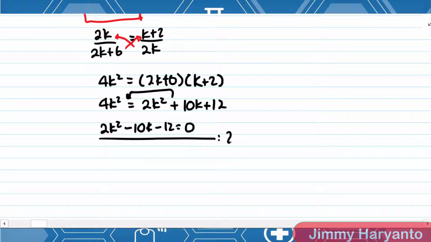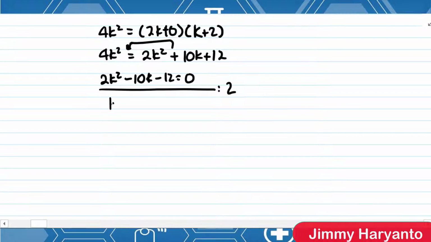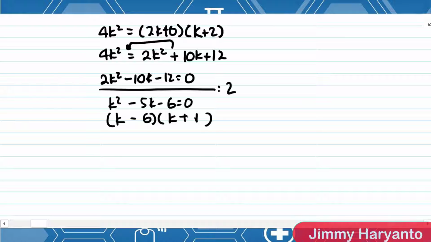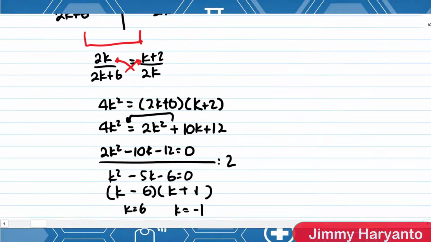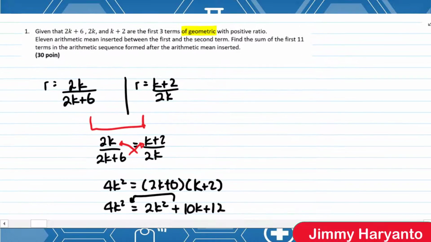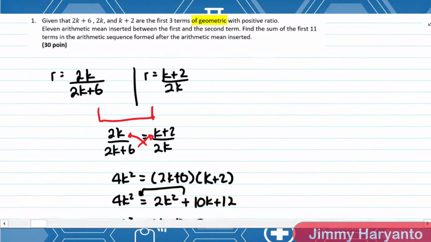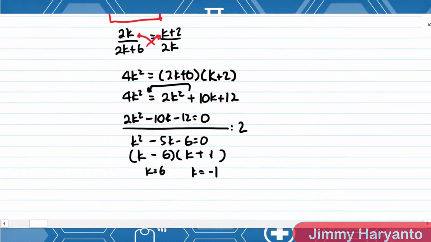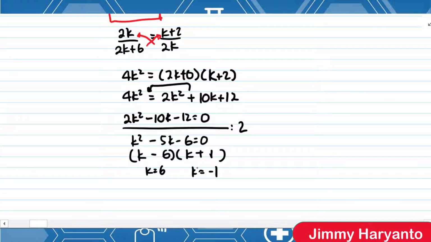We can divide it by 2. k squared minus 5k minus 6 equals 0. And then we can factorize: 6 and 1, negative, plus, k equals 6, k equals negative 1. And because the question says positive ratio, I believe that we have to use the 6. Yeah, k equals 6. We cannot use k equals negative 1.